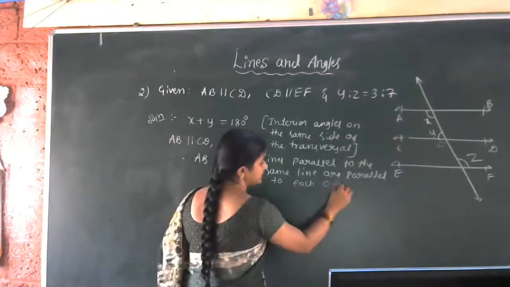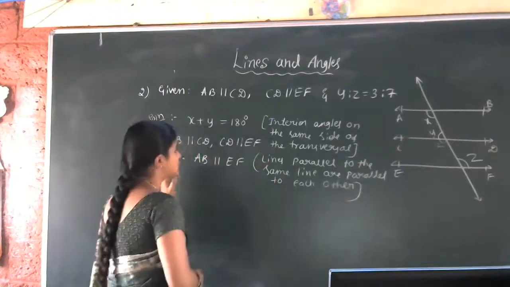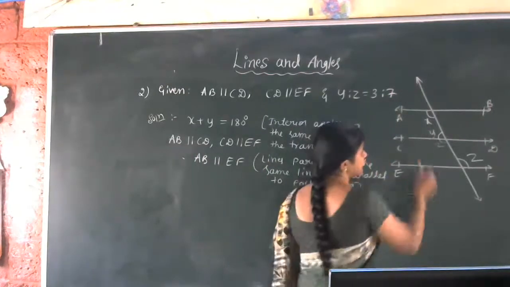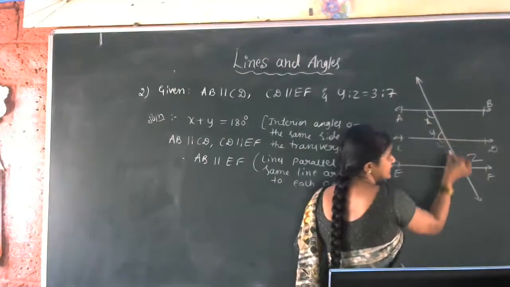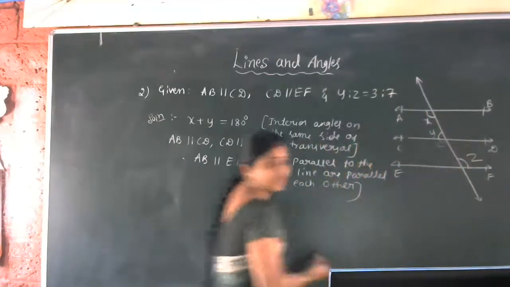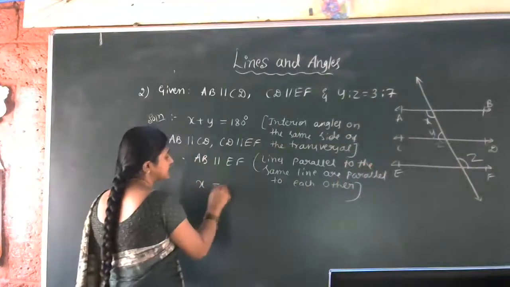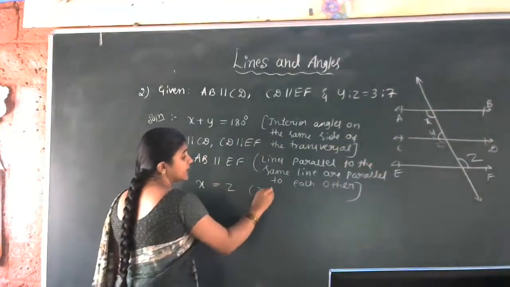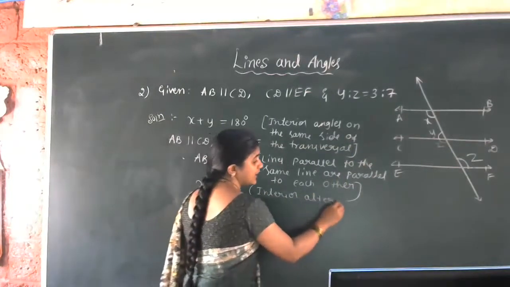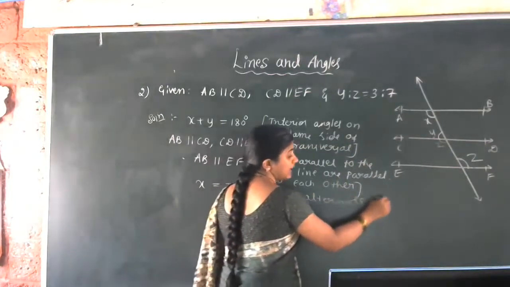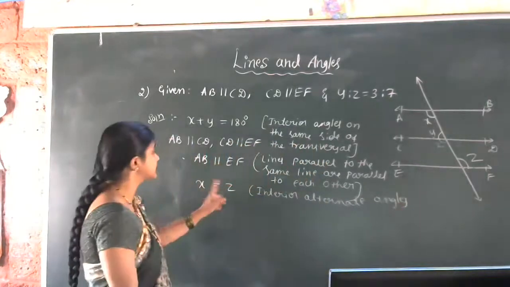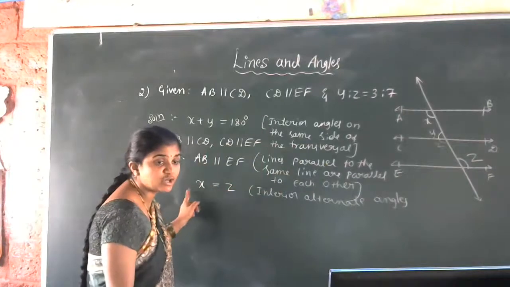See students, what did we do actually? We showed that this line is parallel to this. Now according to this condition, we can observe the Z shape here. Angle x is equal to angle z. Can we take that? x is equal to z, interior alternate angles.